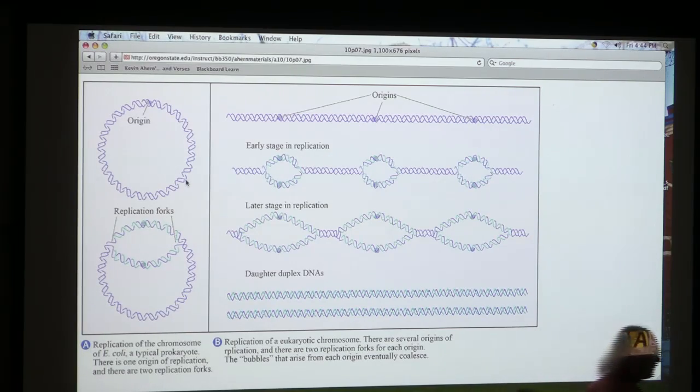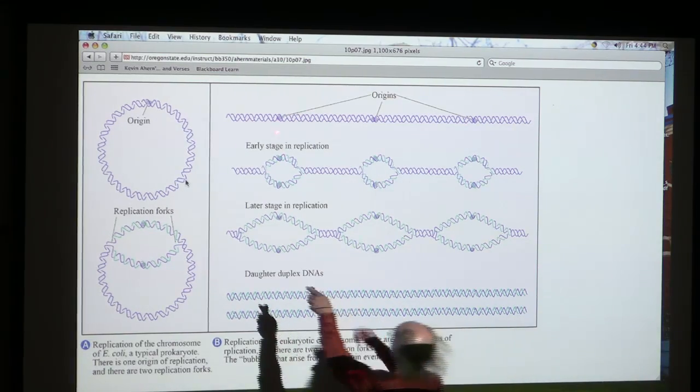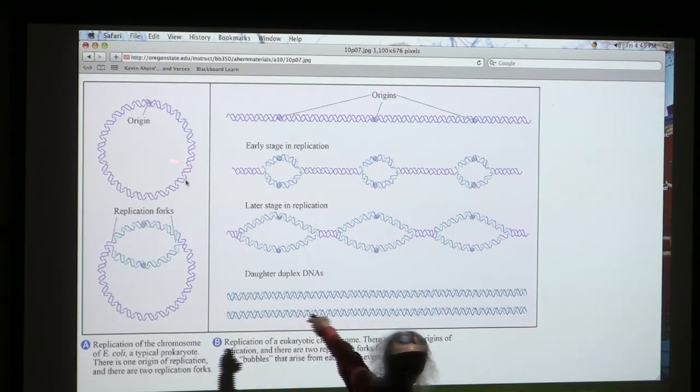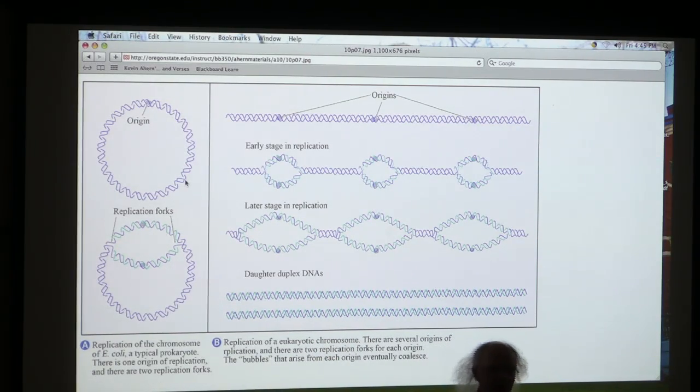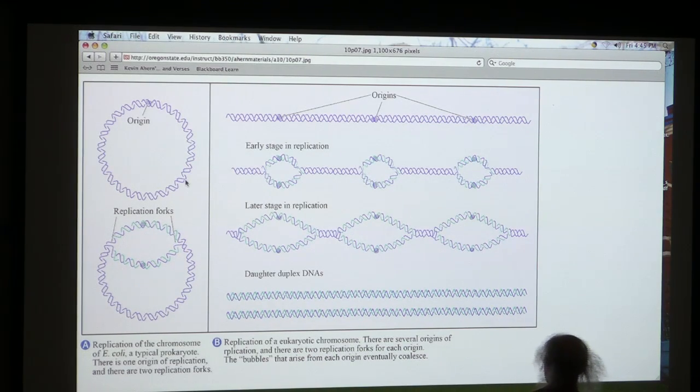Eukaryotic cells have a very different kind of thing. They do also do bidirectional. You see, they start here, here's an origin, and it spreads out. But instead of having one origin, like bacteria have, our cells have hundreds or thousands of origins because we have much longer chromosomes. Okay? So that's a very big difference between us. We both do it bidirectionally, but we have many origins.